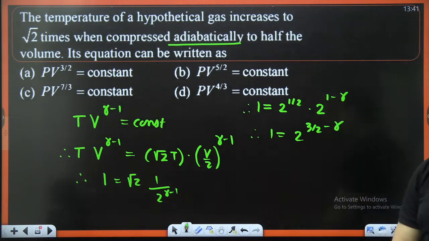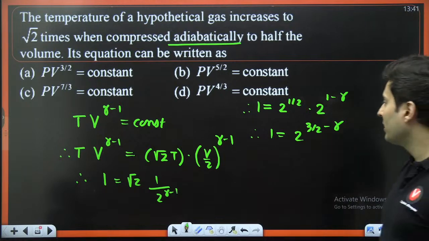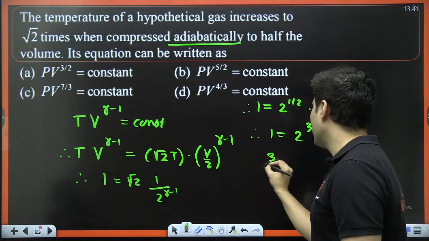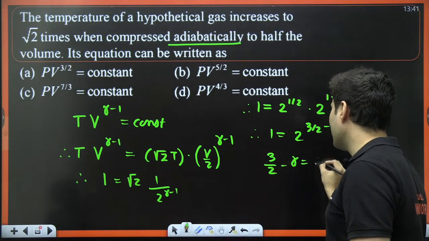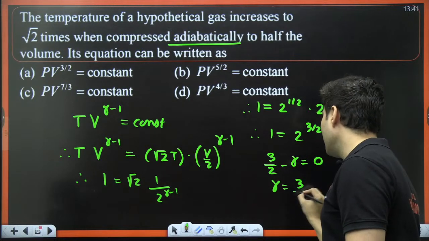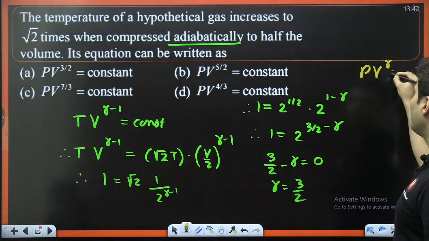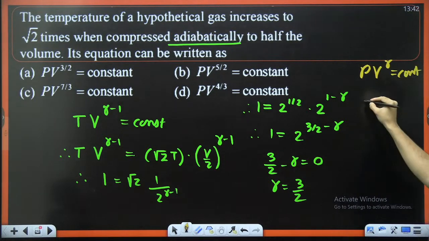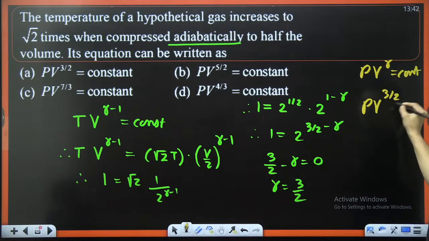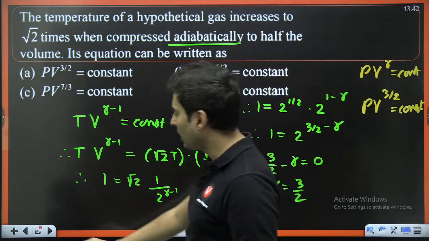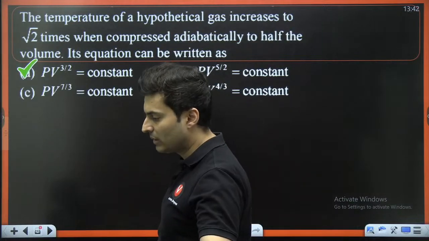2 raised to what number is 1? Obviously 0. So 3 by 2 minus gamma must be 0. So gamma is basically 3 by 2. If gamma is 3 by 2, we know that PV raised to gamma will be a constant. So PV raised to 3 by 2 will be a constant. That is option A, I believe. Yeah, that's the correct one.